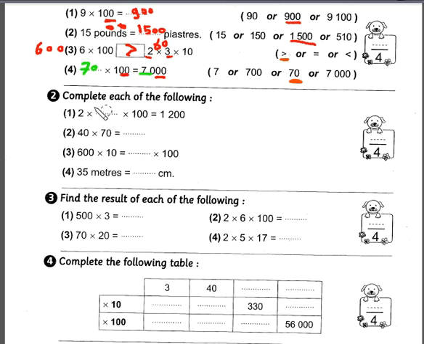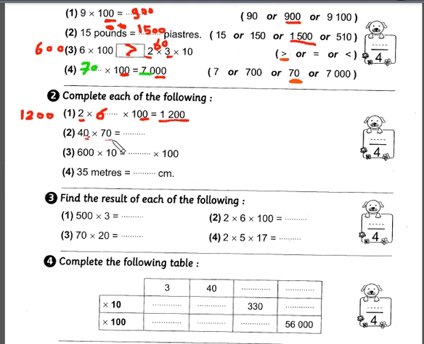After that he said complete each of the following. 2 times space times 100 equals 1,200. Here we have two zeros on both sides. Here we have 2 times space times 1 equals 12. So 2 times what equals 12? 2 times 6. If we want to check, 2 times 6 equals 12. And 12 times 100, we will put 2 zeros from the right side, so the result equals 1,200. So the final result in the space will be 6.